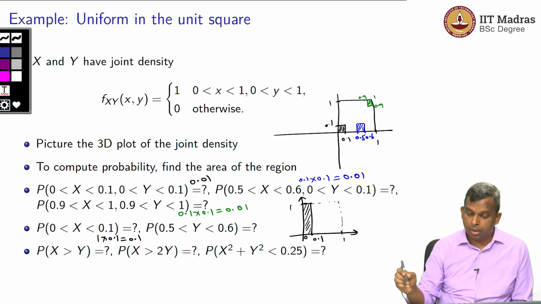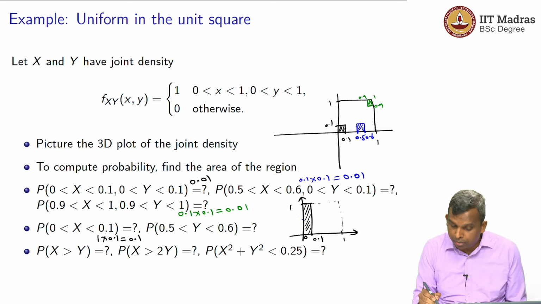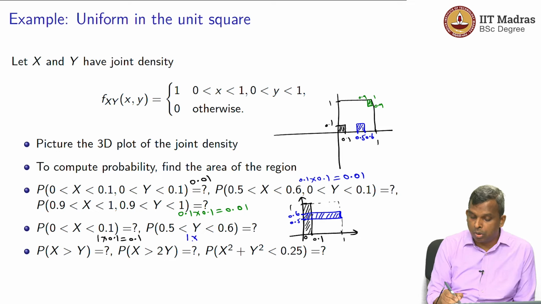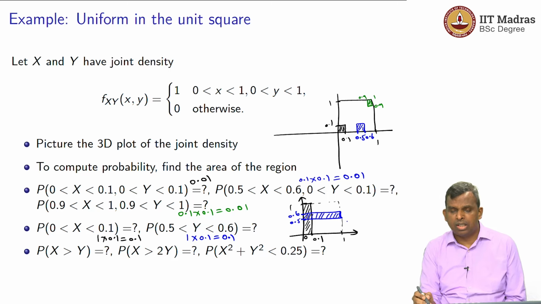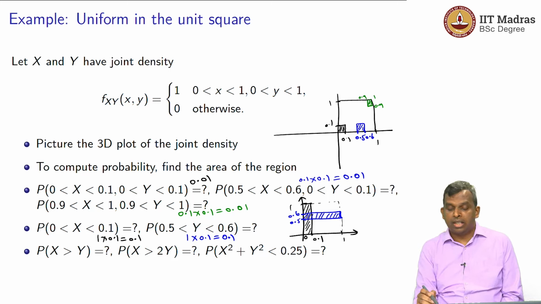The next question asks for y. Let's go to the blue color. y between 0.5 and 0.6. It's probably much smaller than this, but anyway, I'm just drawing like that. I don't really care what x is, so it's this whole area. This will also come out as 1 into 0.1, which is 0.1. Do you see how for the uniform on the unit square, it's just a question of sketching that region and then simply finding its area?